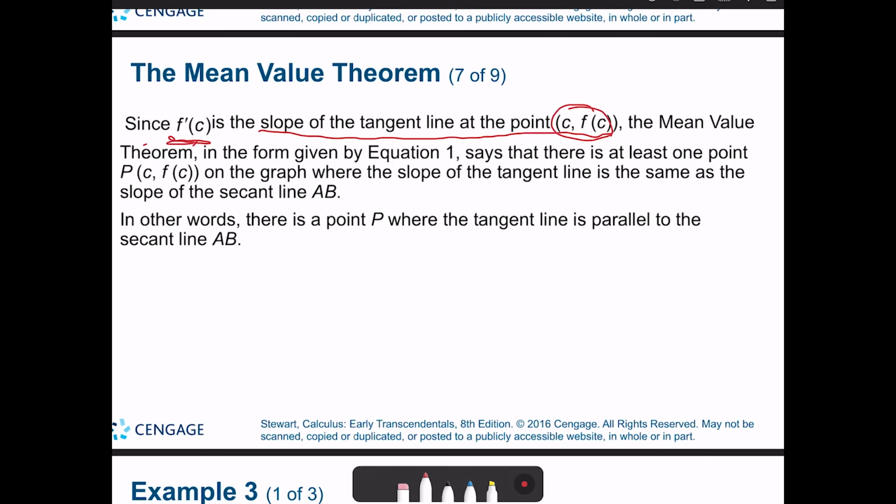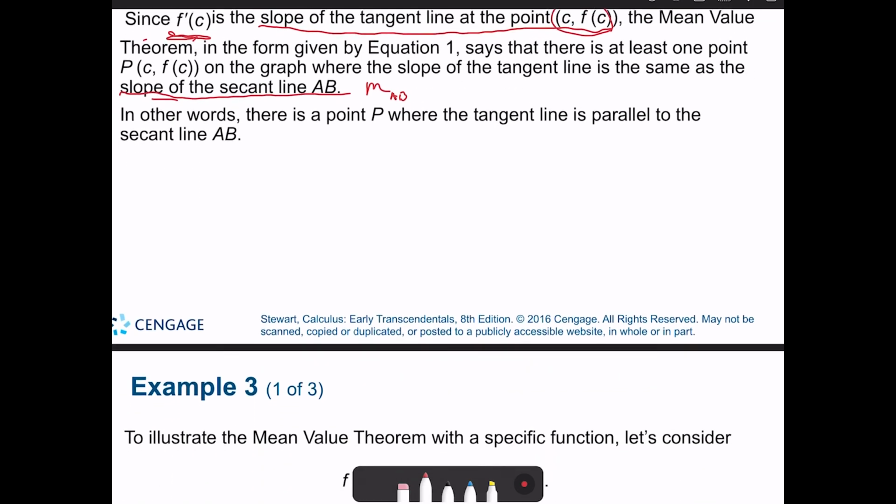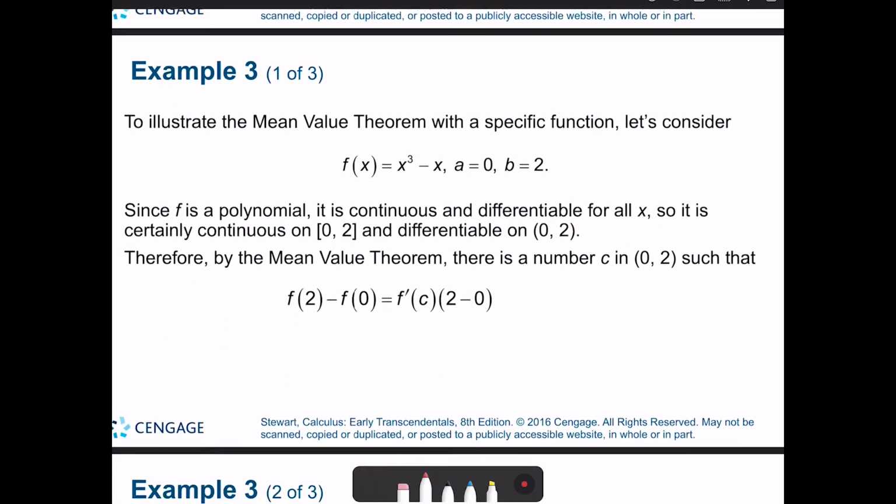In other words, the slope of the secant line, that was represented on the previous slide as lowercase m with a subscript of ab, and I circled it as being the slope of the line that passes through the beginning and ending point. So this slide has written out what I said verbally when we were looking at the previous slide.